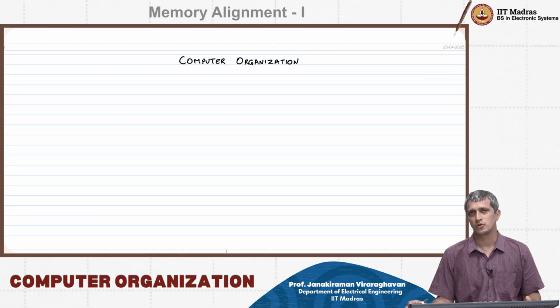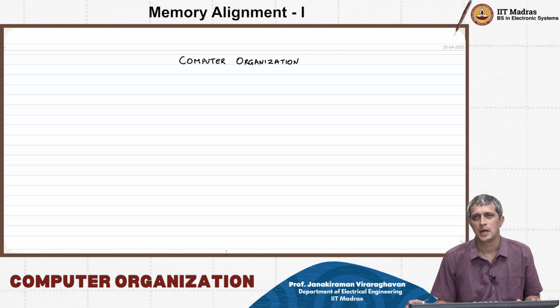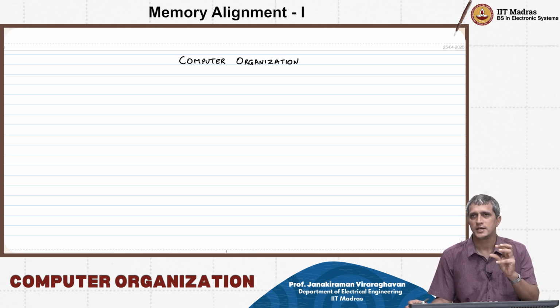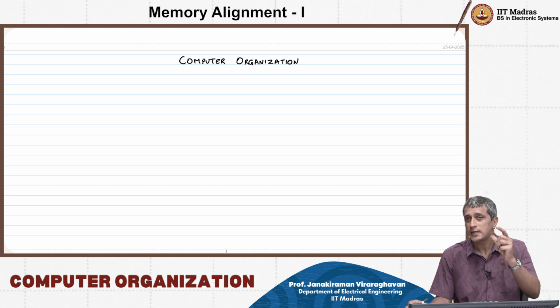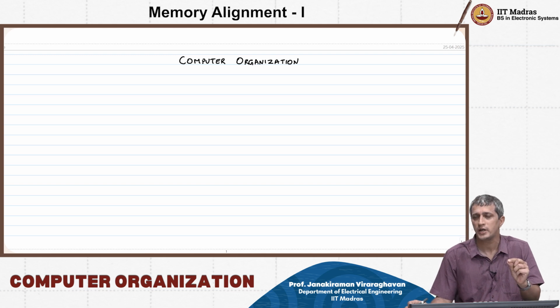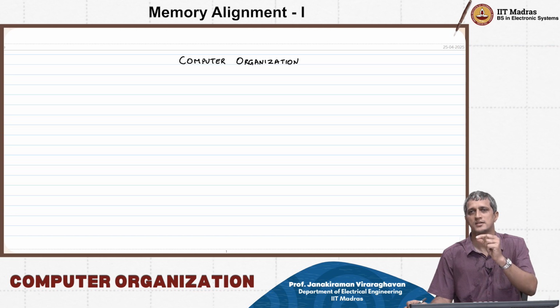Hello all and welcome back to this course on computer organization. So we have been looking at taking a C program to assembly language in the past week, and I think it's the right time for us to also look at how data is stored in the memory. There are certain nitty-gritties that we need to be aware of in order to appreciate why the compiler does some things in a certain way.